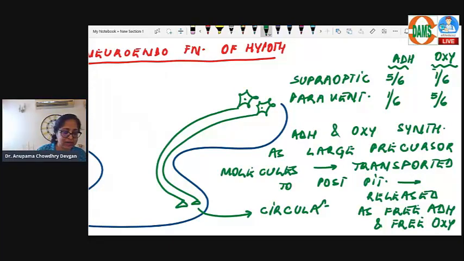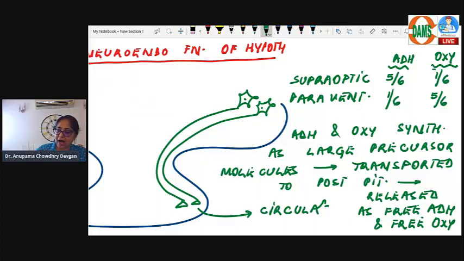These two hormones are synthesized in the supraoptic and the paraventricular nuclei of the hypothalamus, and from here transported by axoplasmic transport into the posterior pituitary, and from there released into the circulation as free ADH and free oxytocin. So this is neuroendocrine function.